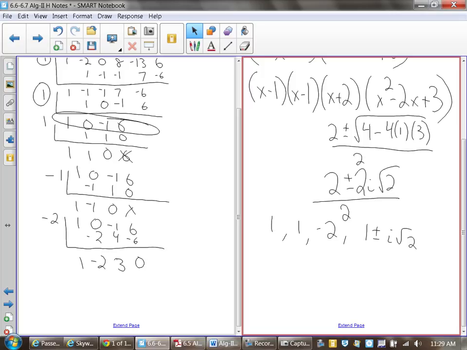Synthetically divide all the way down until you get to the quadratic. Try to factor it. If you can't factor it, use the quadratic formula, and it'll give you a possible imaginary solution. Are there going to be problems where you can just factor it though? Oh yeah, there will be. I wanted to show you the worst of it.